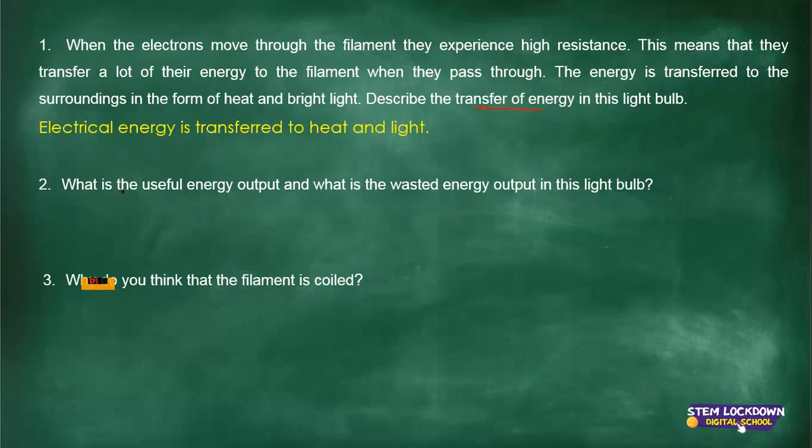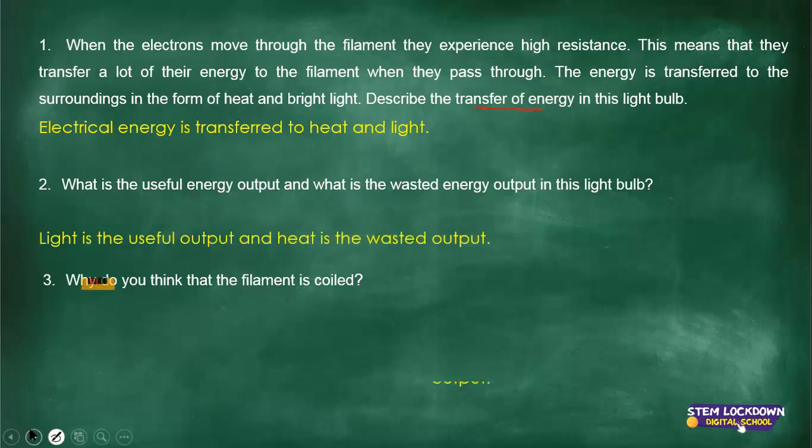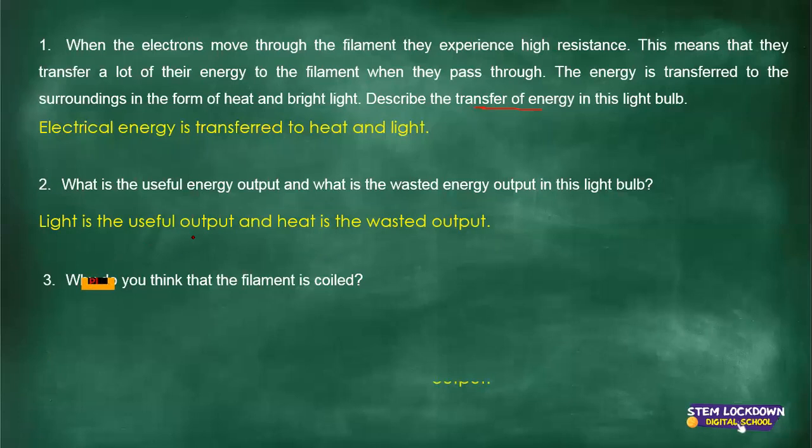So the next question: what is useful energy output and what is wasted energy output in the light bulb? So let's see what we mean by useful energy and wasted energy. Light is a useful output and heat is the wasted output. Light means that the purpose of the light bulb is to give you light energy. So we want the light. And the wasted energy is the heat. So we don't really want the heat, but we want the light. So that's why we say useful energy and wasted energy.